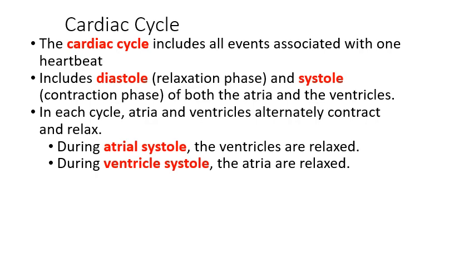And then when the ventricles contract, so we go into ventricle systole, then the atria are going to be in diastole, right? So it's always going to be alternating. So if the atria are contracting in systole, then the ventricles are in diastole. If the ventricles are in systole, then the atria are in diastole. So we can't have all four chambers contracting at the same time. It's always two and two.